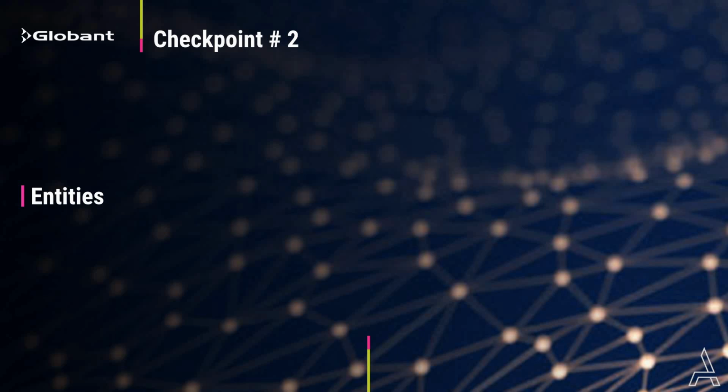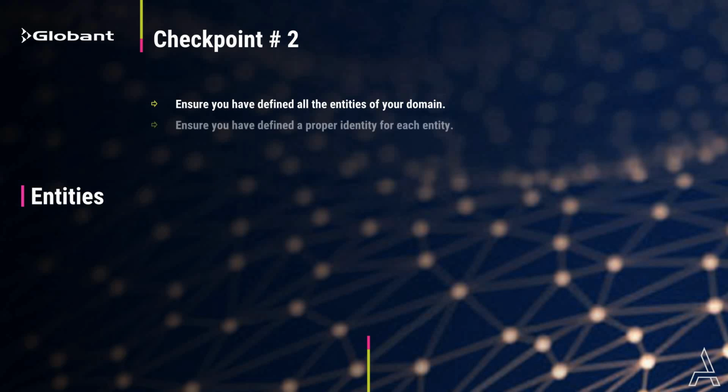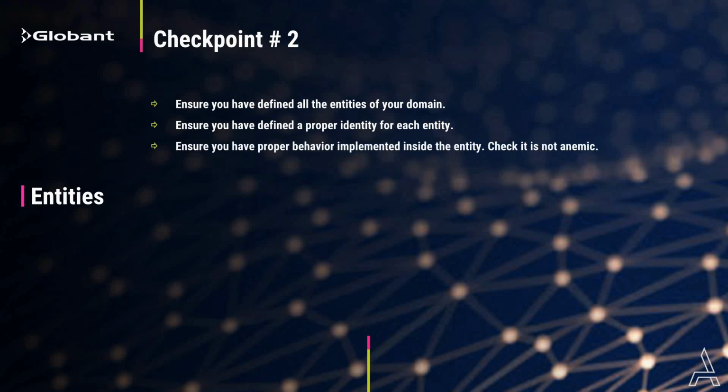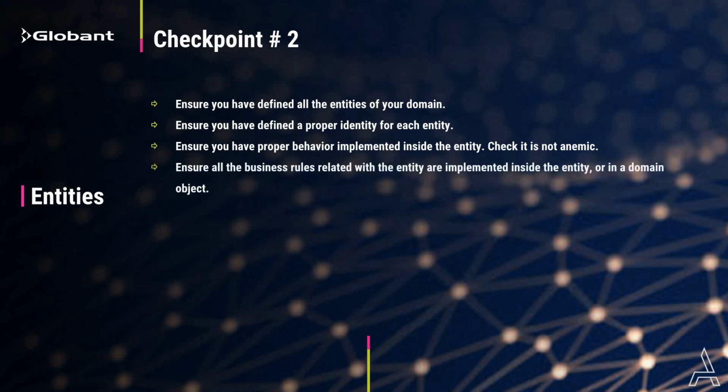First, the checklist for entities. Ensure you have defined all the entities of your domain. Ensure you have defined a proper identity for each entity. Ensure you have proper behavior implemented inside the entity. Check that the entity is not anemic. Ensure all business rules related with the entity are implemented inside the entity or in a domain object.